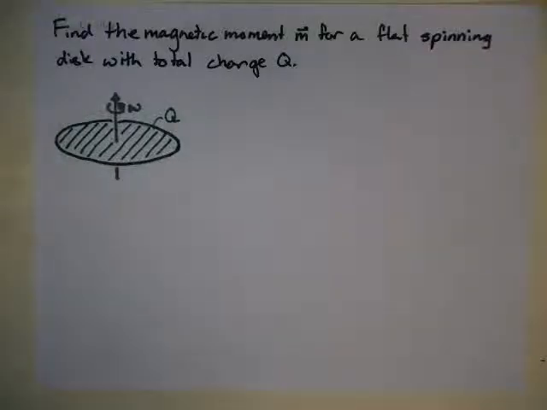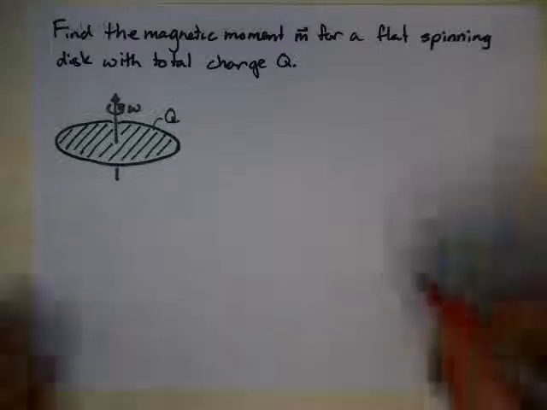Okay, this is an example problem of how to find the magnetic moment for a non-trivial system. In this case, we want to find the magnetic moment for a spinning charged disk. A spinning charged disk has some current going in loops, and each current loop will have some magnetic moment. What is the total magnetic moment for the system?